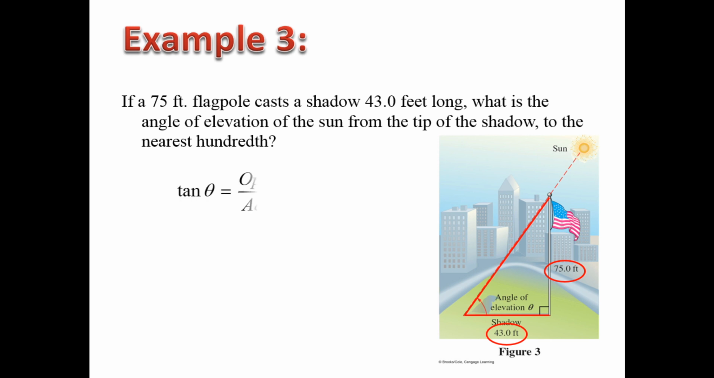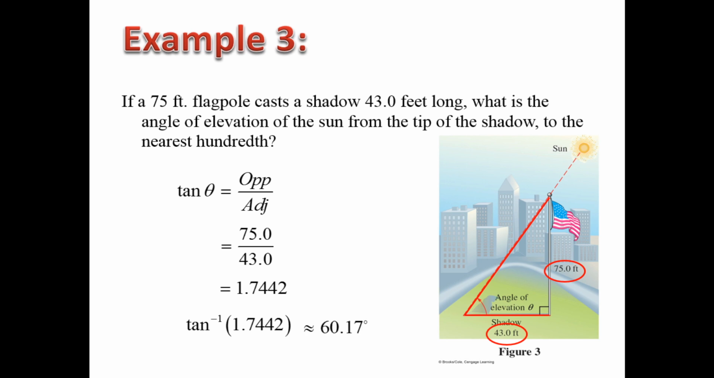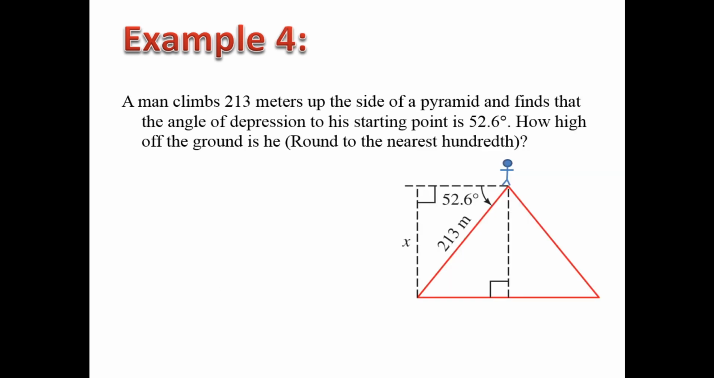So using tangent, we got tangent of theta equals 75 over 43. The 0.0 doesn't really matter. So that one is about 1.7442. But again, this one is just a ratio, it's not the angle. So we need to take the inverse of tangent of 1.7442. So typing that on the calculator, second inverse of tangent, and then 1.7442, and then press enter. And here's what we found. So 60.17 degrees. Okay, so now here's another one.